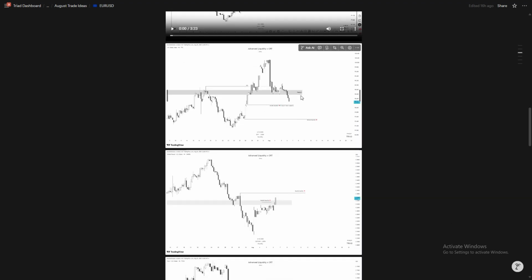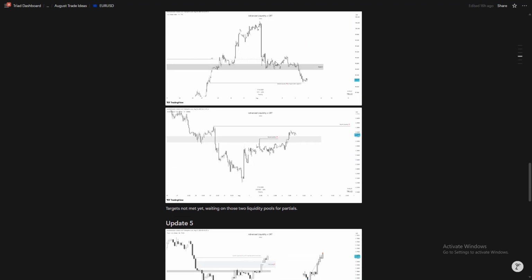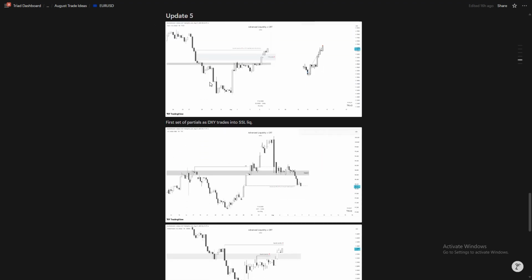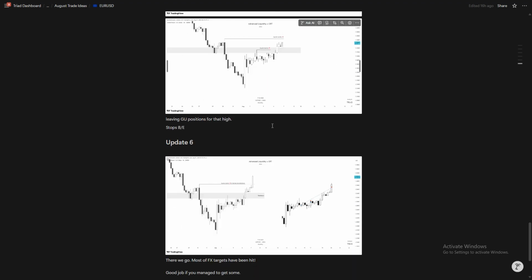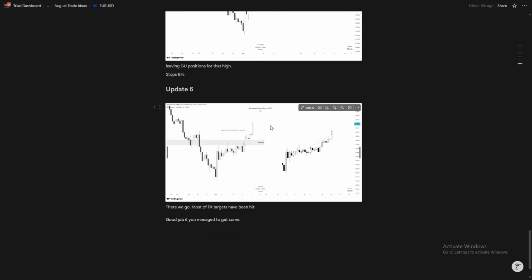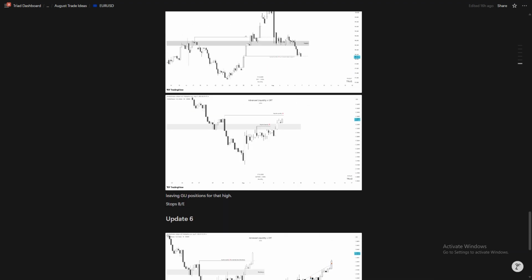So here is basically my tweet trail, all the updates that I tweeted. Some of it was Discord exclusive, but most of them were posted on X. All right, so let's get into it.